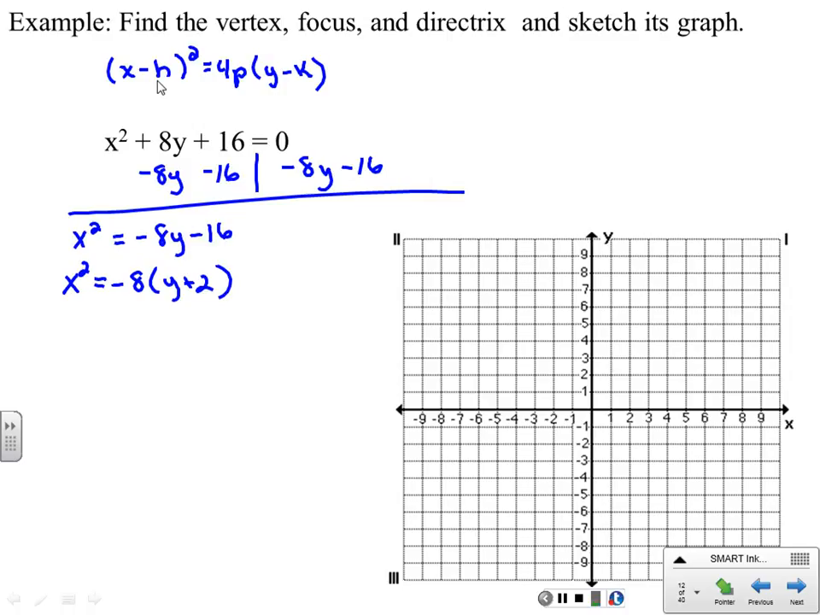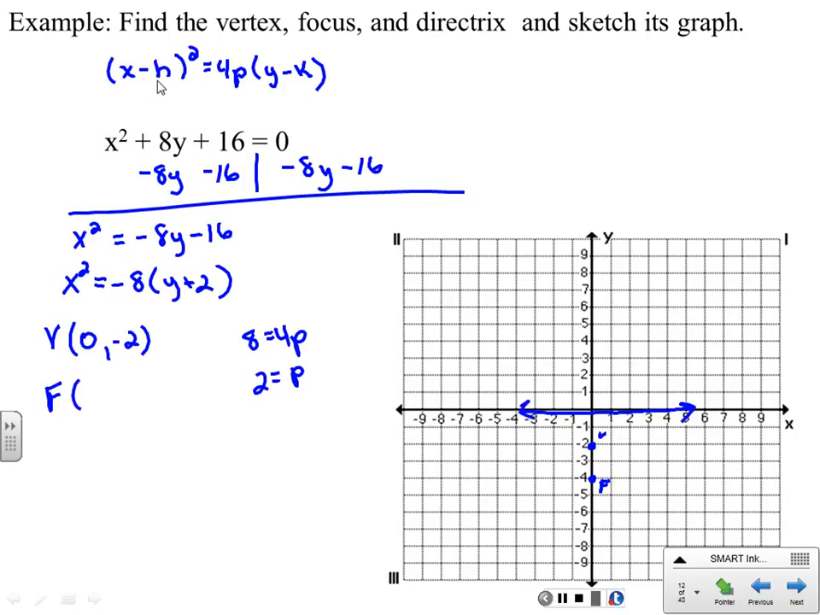Okay. What is the vertex? 0, negative 2. What do I need in order to find the focus? So we're going to do 8 is equal to 4p, right? So p is 2. So let's go to the graph. 0, negative 2. Is this thing going to open up or down? It's going to open down, so my focus is going to be how many units? 2 down. So there's my focus. This is my vertex. And my directrix is going to be 2 up.